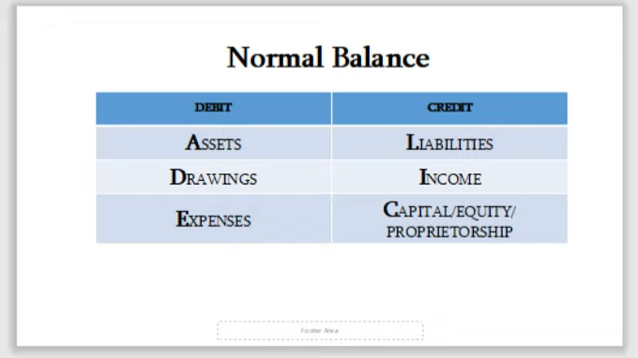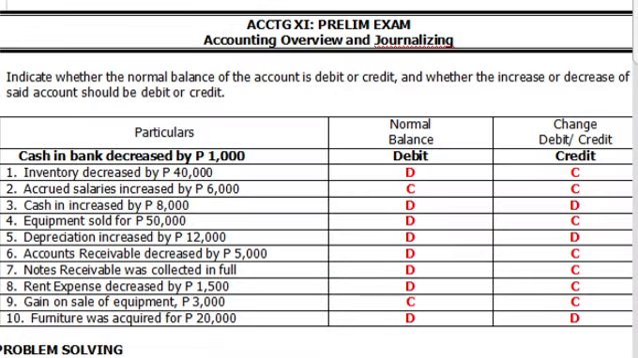So, ito lang naman yung mga normal balances na dapat nating tandaan. Pero kung hindi nyo binasa yung mga account titles na under sa ating elements, medyo magkakaroon tayo ng problema. So, balik tayo sa ating questions. So, number 1, inventory decreased by 40,000.